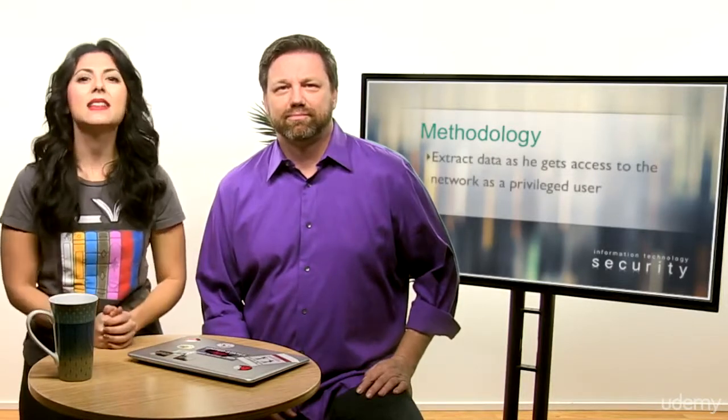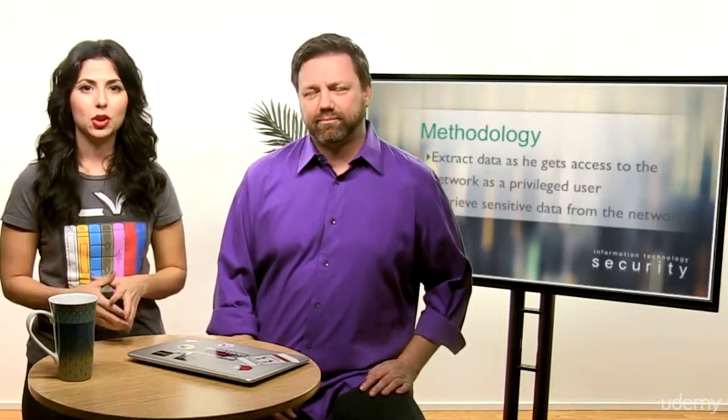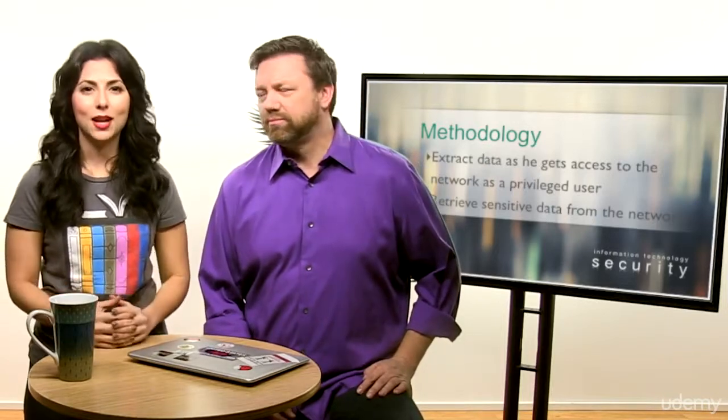If there is a weak authentication, he will definitely use it as the main source of entering the network. Then he will exploit the authentication rules to inject the malicious code, after which he will try to extract the data as he gets access to the network as a privileged user. He will be able to retrieve sensitive data from the network.